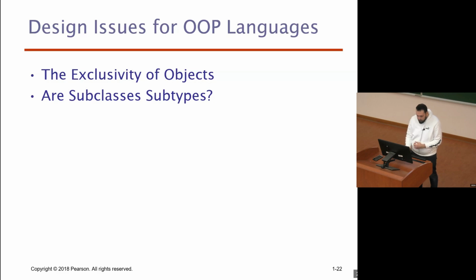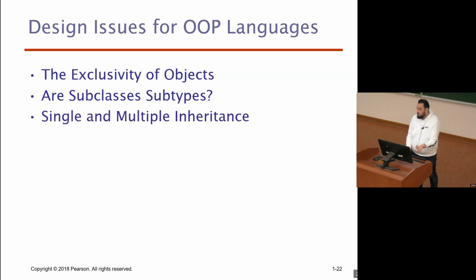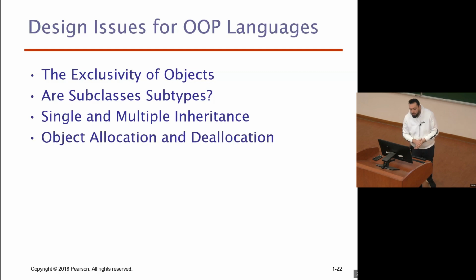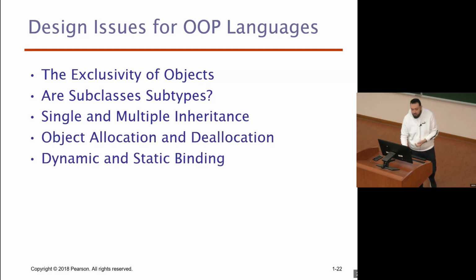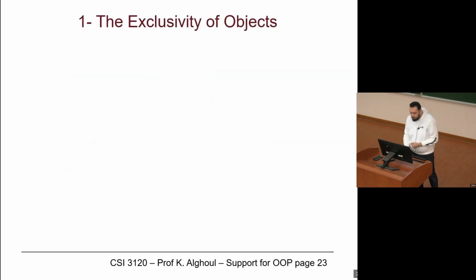For example, single and multiple inheritance. We talked a bit about that. That's a design decision we have to make: am I going to allow multiple inheritance? Then object allocation and deallocation. There's also whether we want dynamic and static binding, and then there are nested classes. There are also other design issues. We're going to talk about a couple of these. So let's start with the first one, which is the exclusivity of objects.